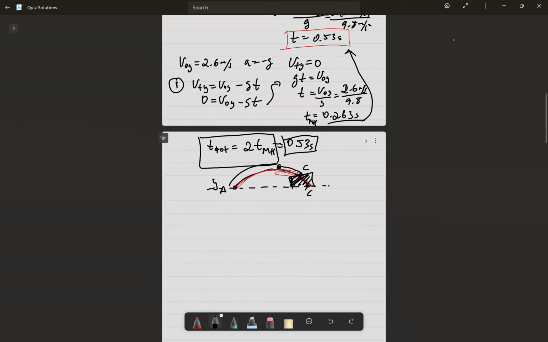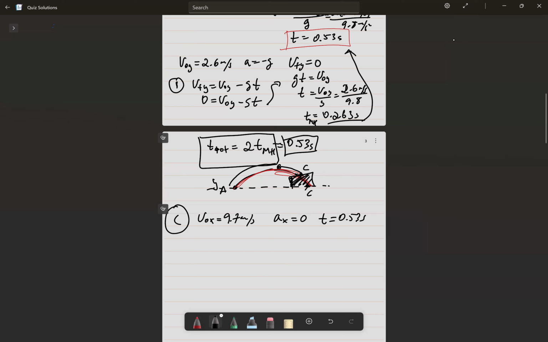All right, so the final part C is asking for a range. At this point, we already have a lot of information. That means we not only have the initial velocity in the x direction, that was 9.7 meters per second. We know that there is no acceleration in the x direction. We also know that the total time is equal to 0.53 seconds. Remember, the time is universal. That means it's the same for both x and y directions.